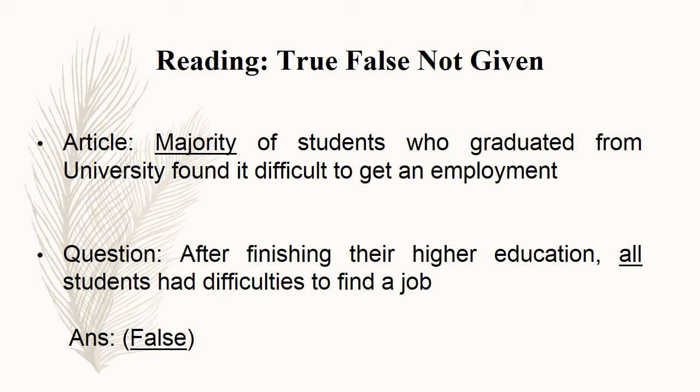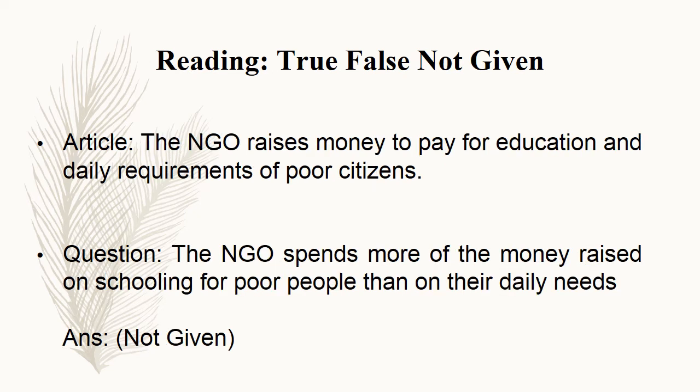So all students had difficulty to find a job. Does the information in the article say all students? No, it says majority of the students, not all students. Majority is most of the students, but the question statement says all students had difficulty to find a job. Therefore, it is clear that it opposes the information given in the article. Therefore, our answer should be false. Let's see one more example.